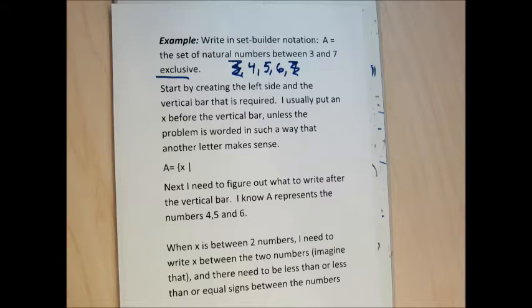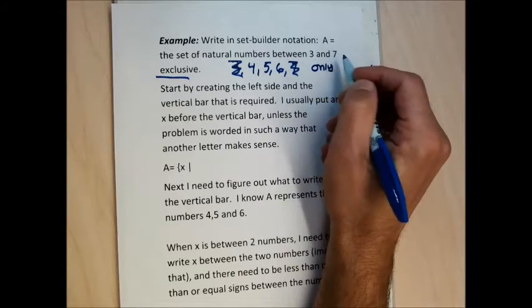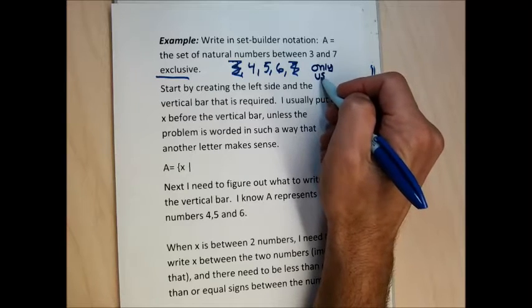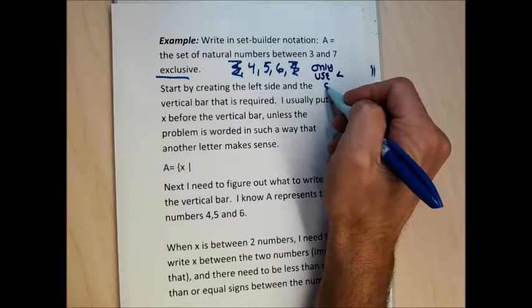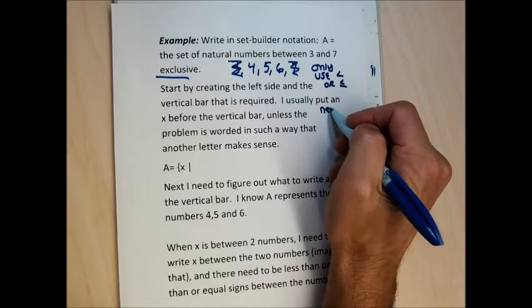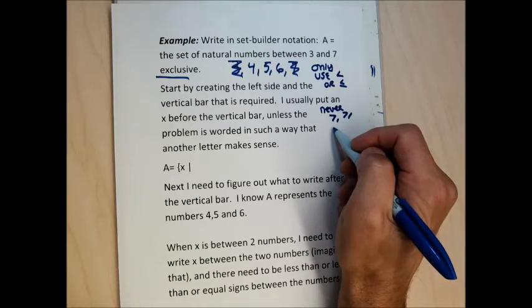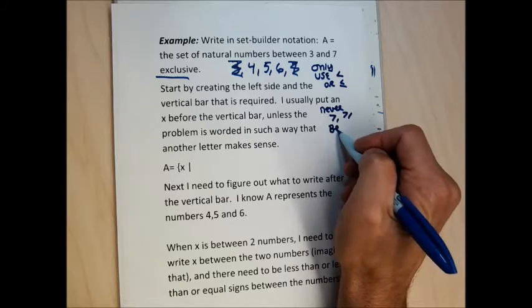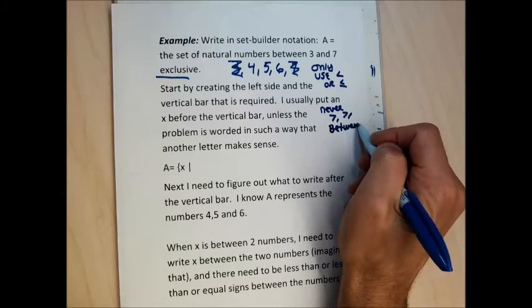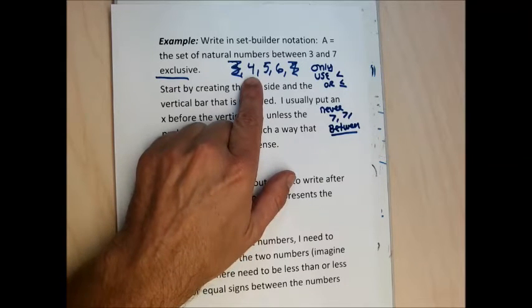Usually when we're doing a between problem for set builder notation, on the right-hand side, when I start to do this, I will only use less than or equal to signs, and almost never do I use greater than or equal to signs in my set builder notation for between problems. So I need to come up with a set builder notation that means the set that contains the numbers 4, 5, and 6.